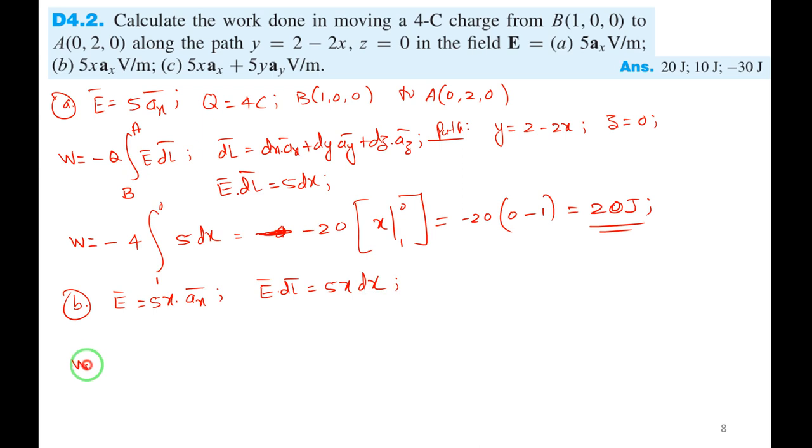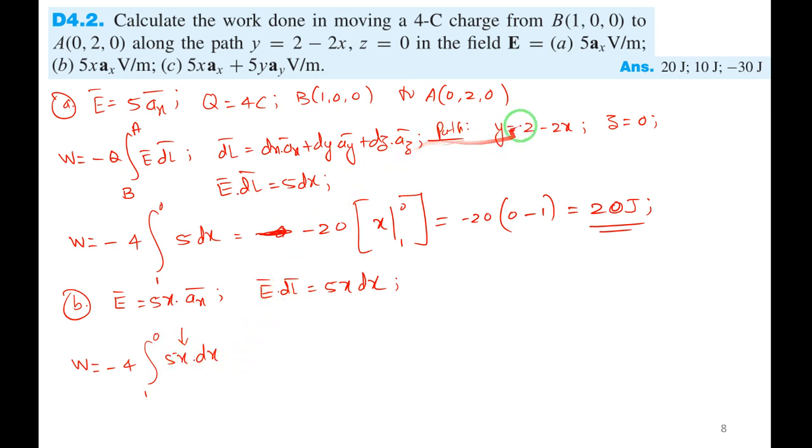So I'll make use of this equation. W is equal to minus Q times the integral of E dot DL, with Q equal to minus 4, so minus 4 into 5x dx. Right? So x is varying from 1 to 0. Here x is a variable, here it is coming into picture. Directly, if I do it, I will get the answer.